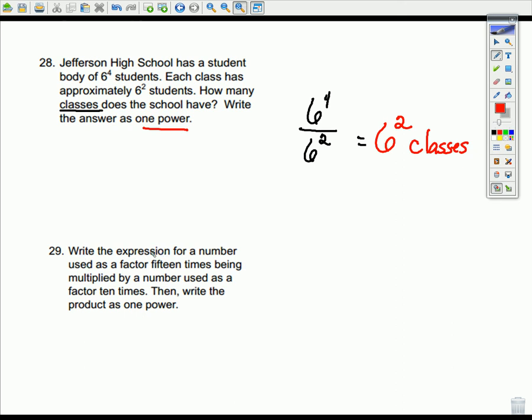Okay, 29. It says write the expression for a number used as a factor 15 times. So number used as a factor 15 times, so some number to the 15th power, multiplied by a number used as a factor 10 times. So we're going to have to say that the number is the same number. Otherwise, we can't really do this with our shortcut. So 10 times. So I know if I have the same base, I keep the base and I add the exponents. So a to the 25th power is the final answer because 15 plus 10 is 25.